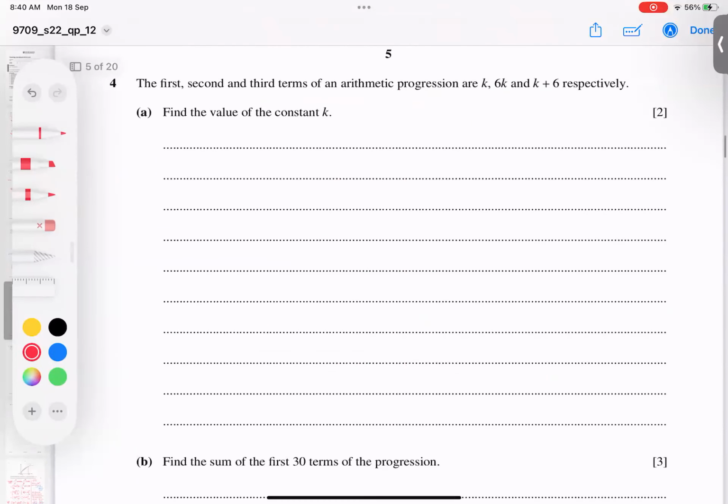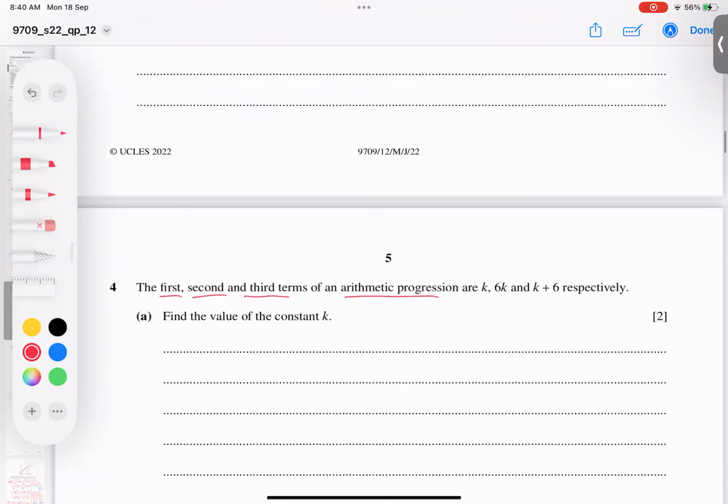So let's go for the next question. The next question mentions the topic of the AP. He mentioned that the first term, second term, third term of the AP are these. Basically, if I say that I have 3, plus 2, I have 5, plus 2, I have 7. So these are 3 terms in AP. This is T1, this is T2, this is T3.